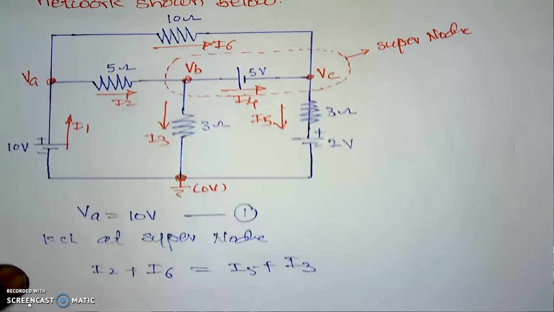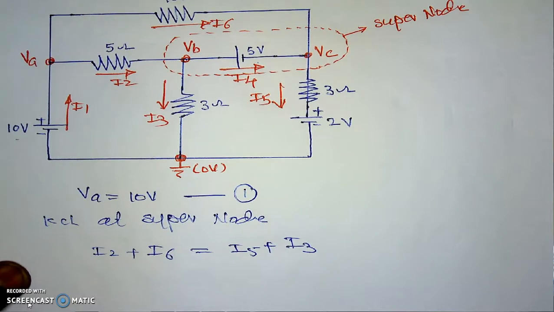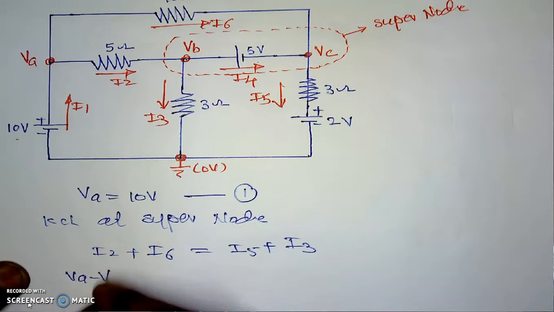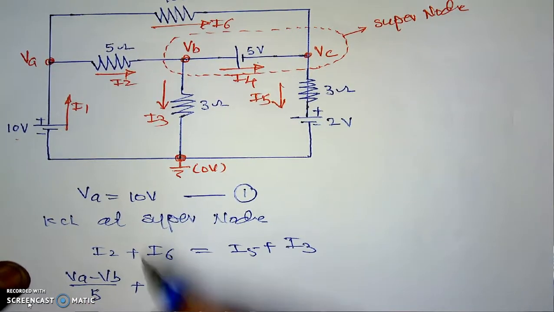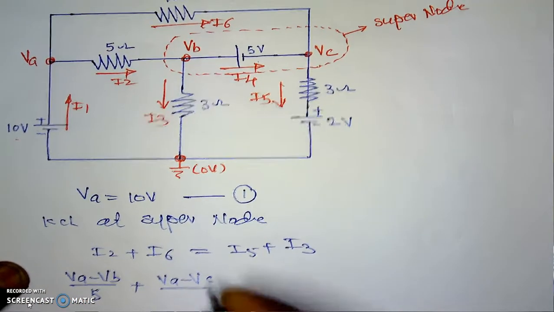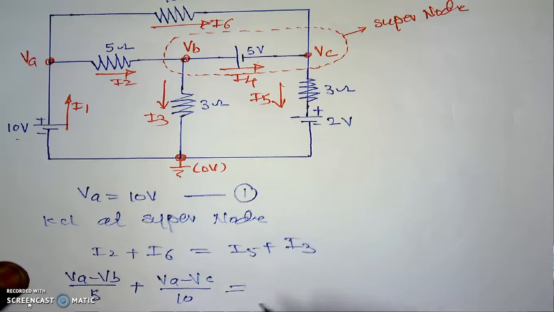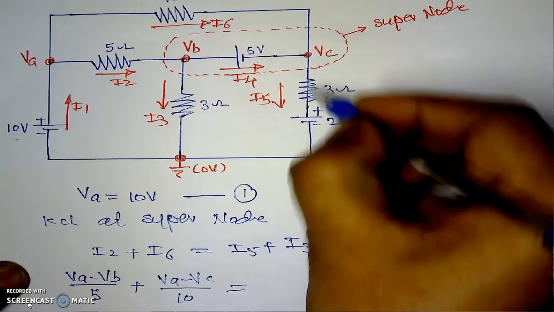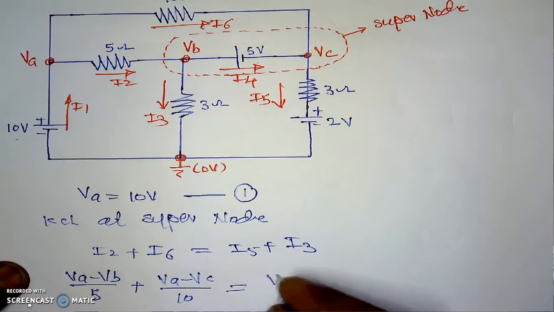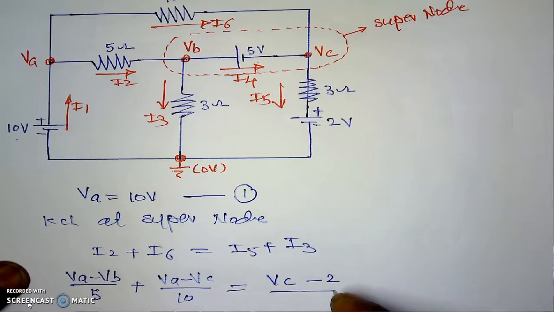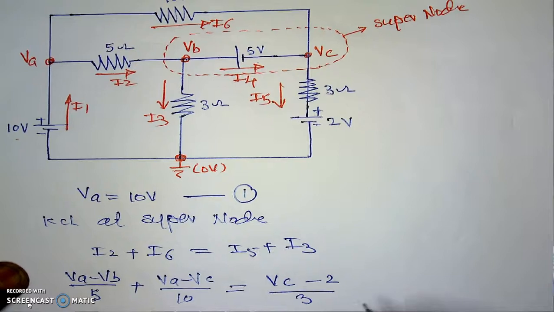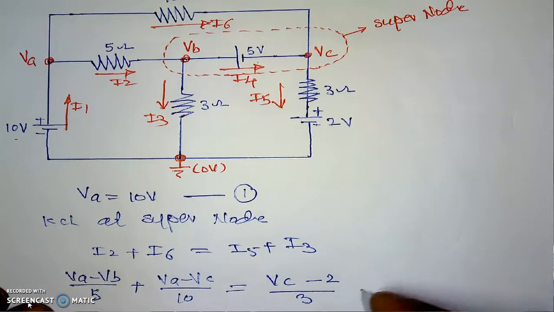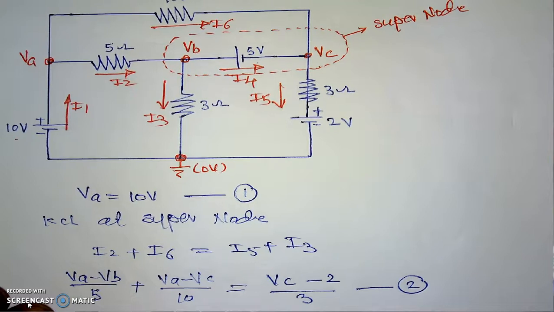Now here we can find out the value of I2, which is VA minus VB divided by its resistance, which is 5, plus I6. I6 is the current in this branch, which is VA minus VC divided by its resistance, which is 10, which is equal to I5. I5 is the current in this vertical branch. Here is the potential VC, that is, we are traveling from positive to negative, so minus 2 divided by its resistance, which is 3. From this we will get the equation number 2.